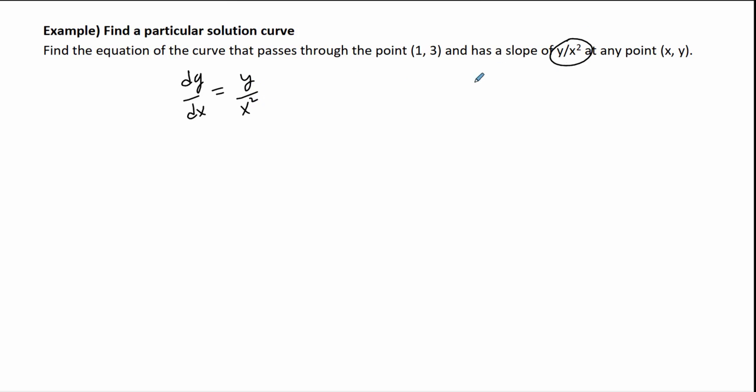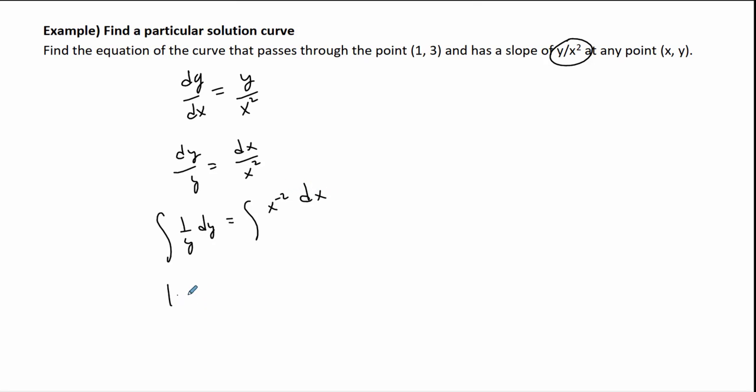Because this is the slope, that's equal to dy over dx. Let's put x's on one side, y's on the other, right? So I get dy over y is equal to dx over x squared. Another way I can write this is the integral 1 over y dy is equal to the integral of x to the negative 2 dx.